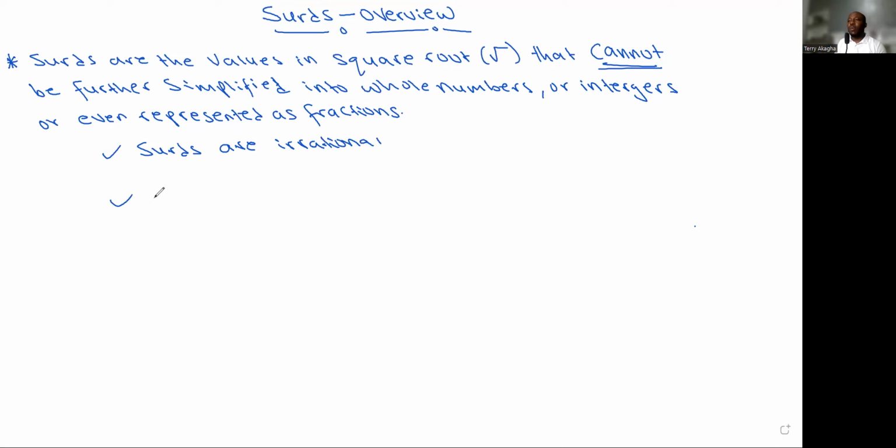For example, if we say square root of 9, we can expect the answer to be 3, or plus or minus 3. We'll talk about that later. But when you say square root of 9, you can still further simplify that. Remember the key word we talked about, that it cannot be further simplified. But something like square root of 2 cannot be further simplified. So that means square root of 9 is not a surd, but square root of 2 is a surd.